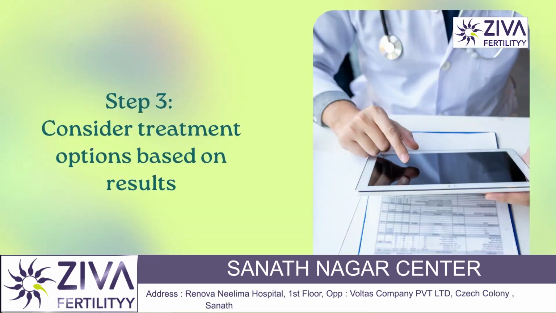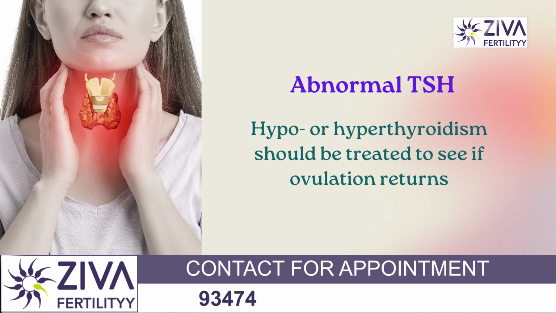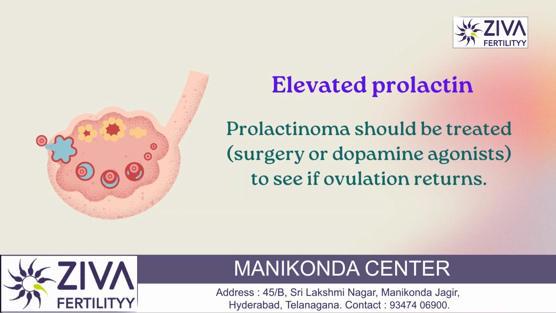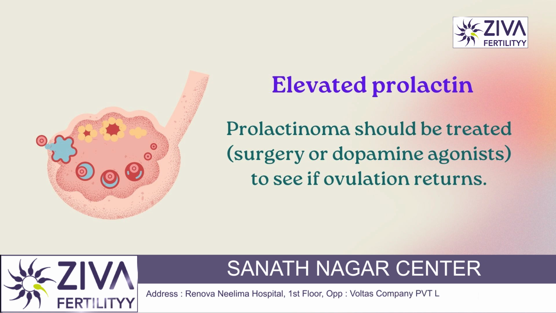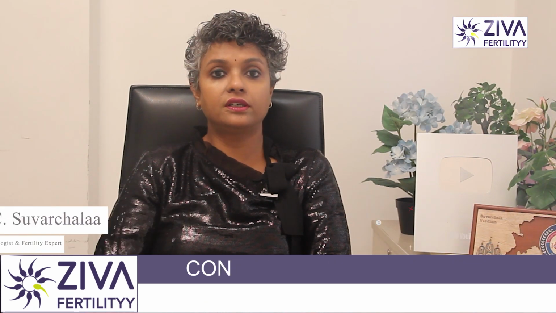When all these are done, step 3 is to consider treatment options based on results. So an abnormal TSH, thyroid stimulating hormone, whether it is hypo or hyper, should be treated, and after treatment we see if ovulation returns. An elevated prolactin, called hyperprolactinemia, should be treated, whether a surgery or dopamine agonist should be given and then tested if ovulation is returning.